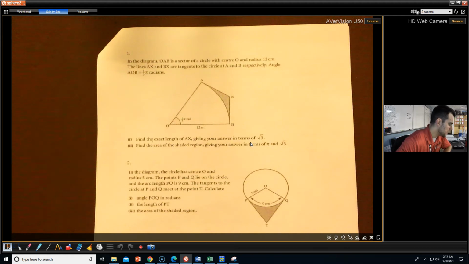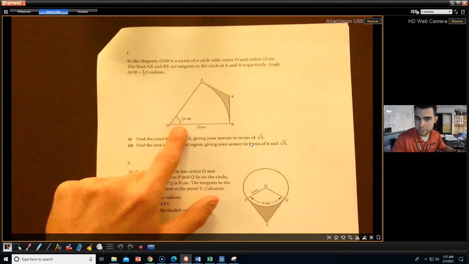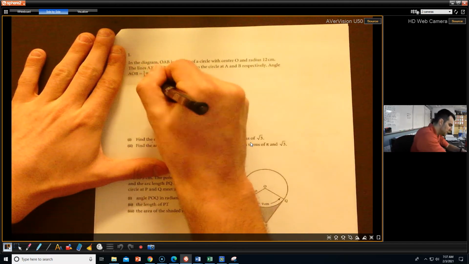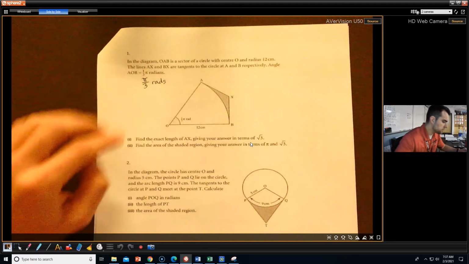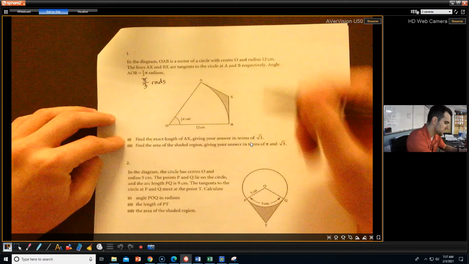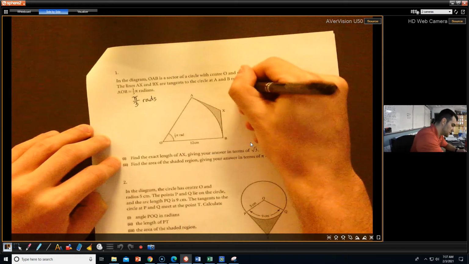Angle AOB is pi over 3 radians, or 1/3 pi radians. Okay, I know it's hard to see right there, but it's pi over 3 radians. We're first tasked with finding the exact length of AX. This part says give your answers in terms of square root of 3. All right, well, let's try to do that first.